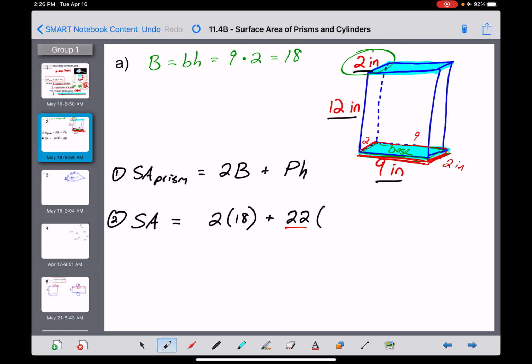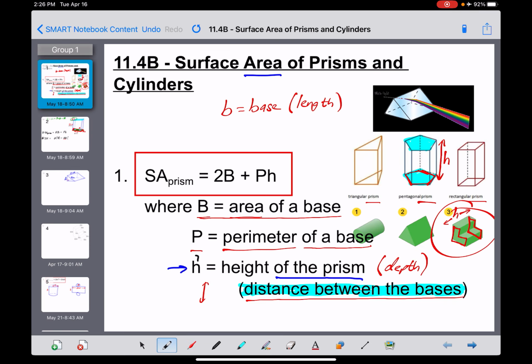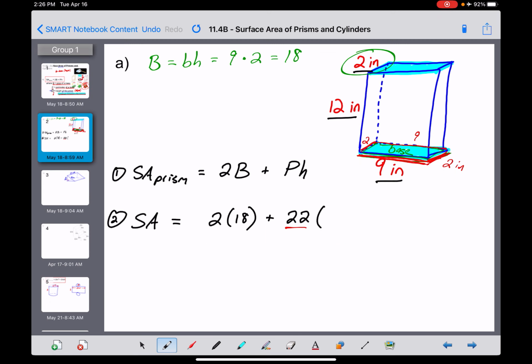And then we need h. And let me go back and hit this again. What h really means is distance between the bases. So since we drew this one with our bases on the top and the bottom, then the height is the distance, the depth of this figure between those two bases. That's going to be the 12 inches that we had right there.